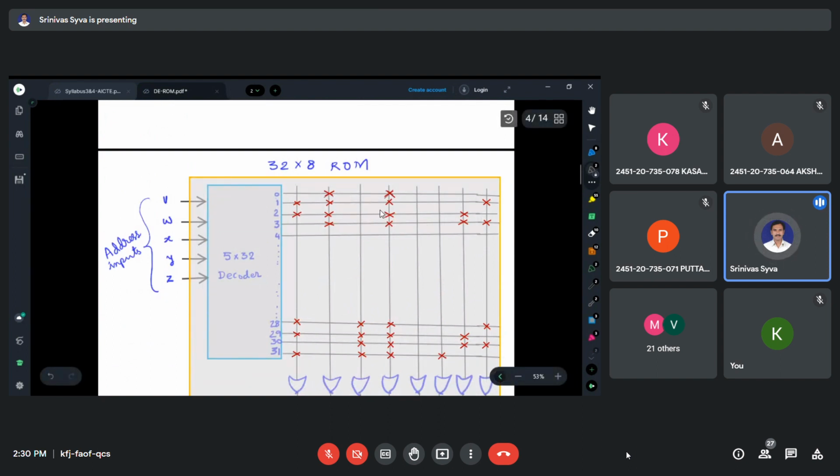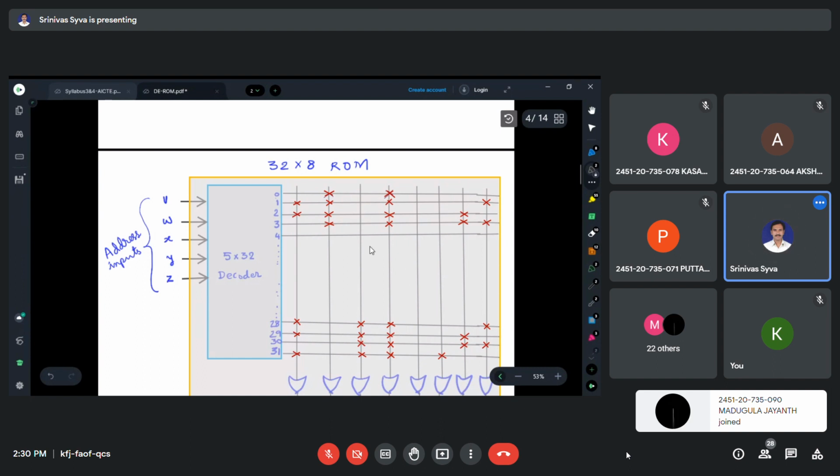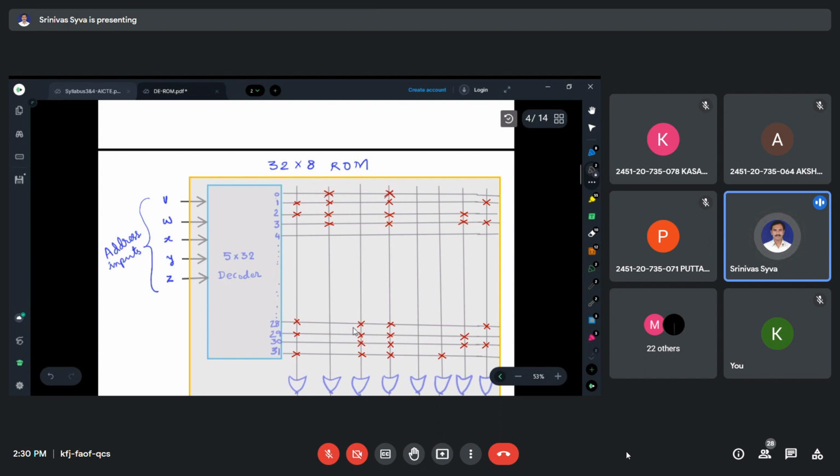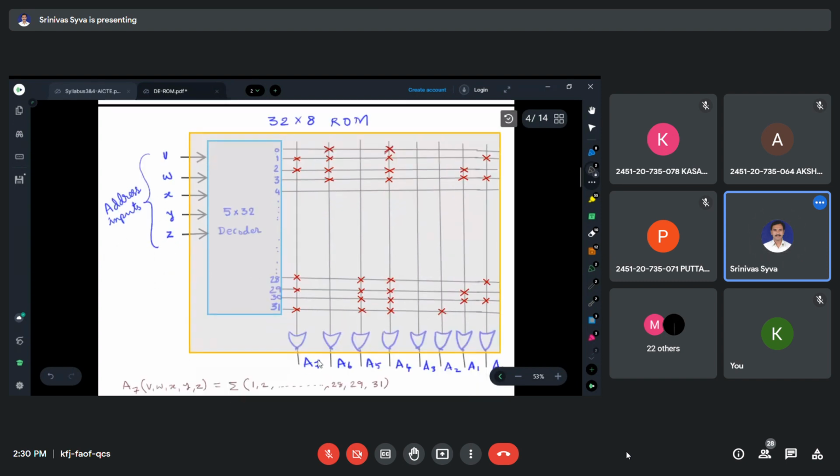Here the cross marks mean fuses are available, and at other places, fuses are removed. This procedure is called programming the ROM. Programmable read-only memory means during the manufacturing process, all the fuses are available intact. Here, for example, we have 8 OR gates, and here we have 32 outputs of the decoder.